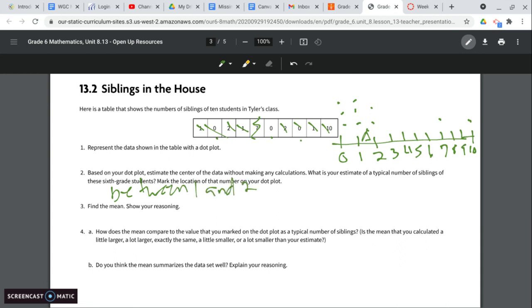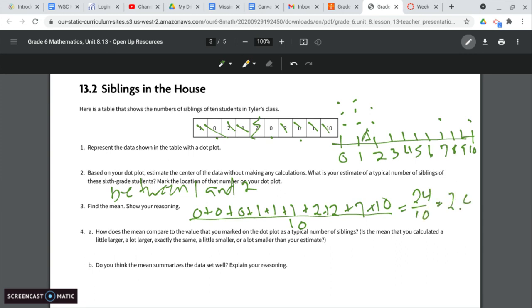So if we find the mean, we have 0 plus 0 plus 0 plus 1 plus 1 plus 1 plus 2 plus 2 plus 7 plus 10. And this is all out of 10 students. So if we add all of that together, we get 24 over 10, which is 2.4. So that would mean that our mean is actually more than what we thought it would be.